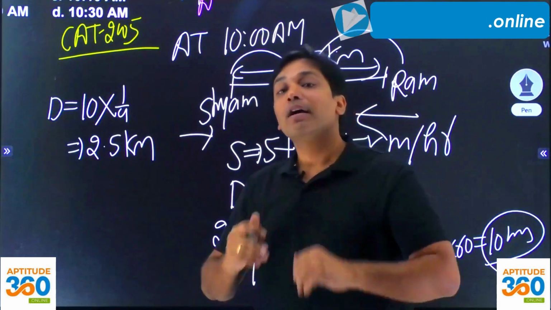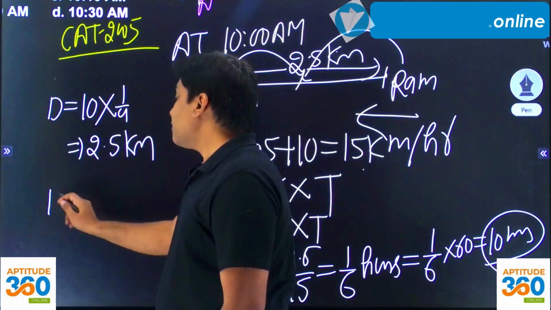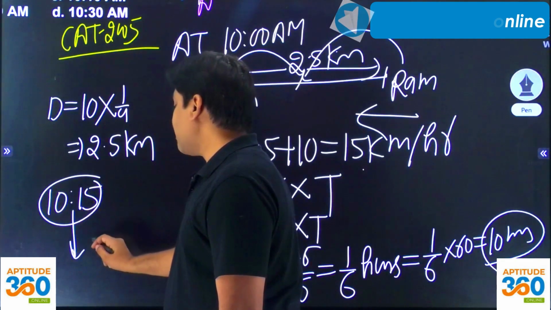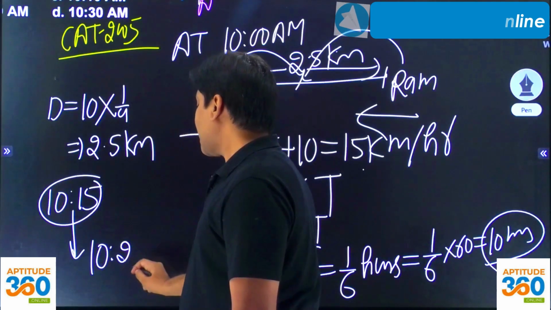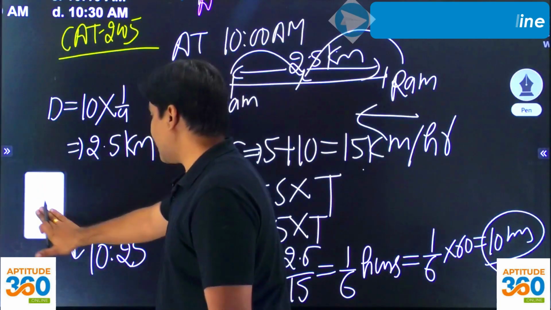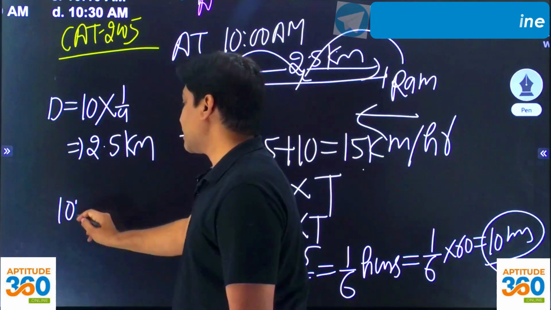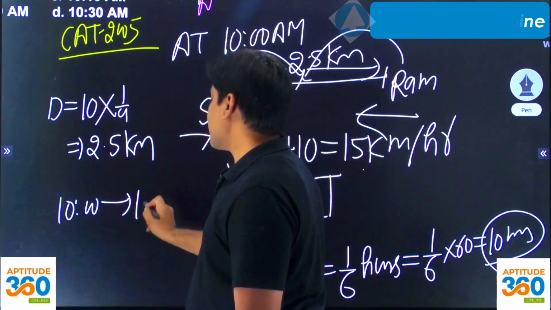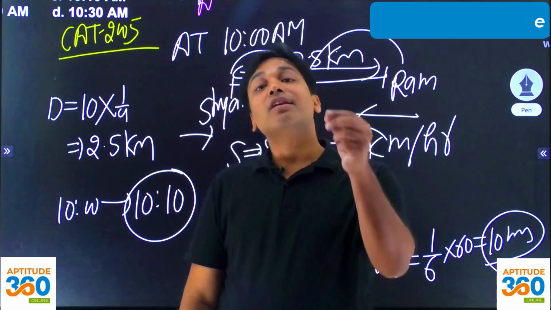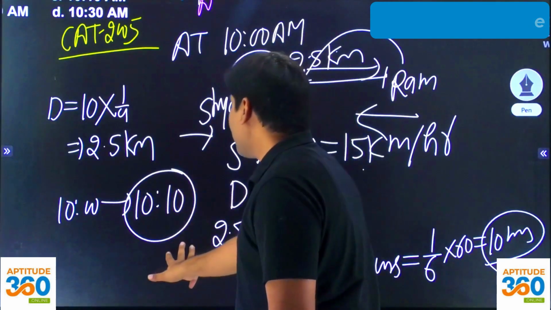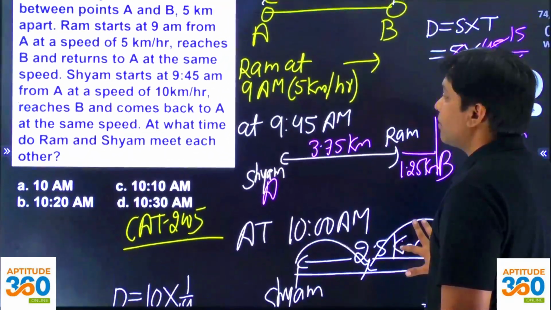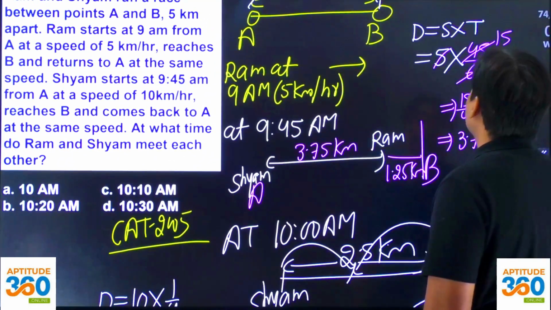But 10 minutes after what time? 10 minutes after 10:00. Do you understand this? So 10:00 ke baad 10 minutes, what is this time? It is going to be 10:10. So Ram and Shyam are going to be meeting each other at 10:10. I hope you're understanding this concept, people. So what is the answer out here? The answer out here is coming out as 10:10.